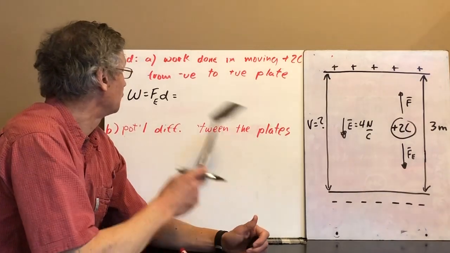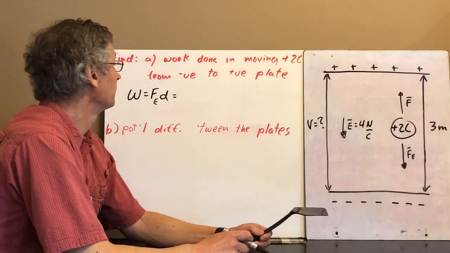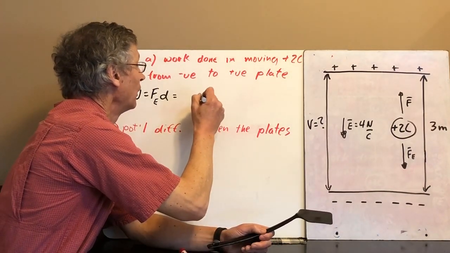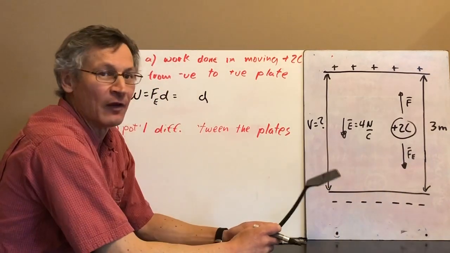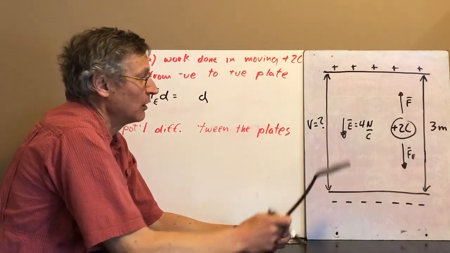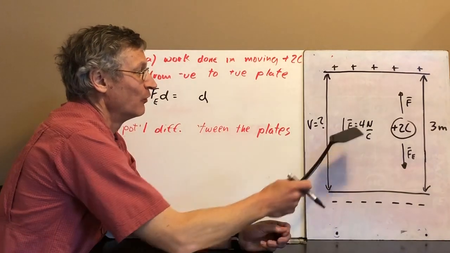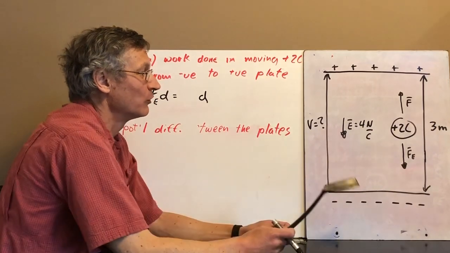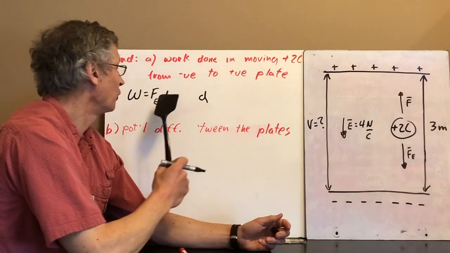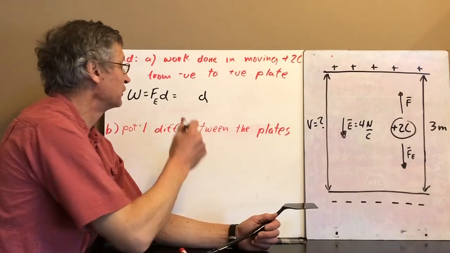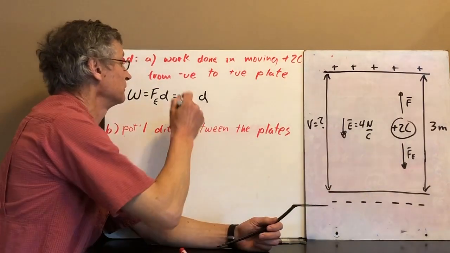Okay, so the distance, well, we know what that is. It's 3 meters. We're not going to worry about the distance too much. What's the electrical force on that thing? Well, take a look. The electric field is 4 newtons per coulomb. You got 2 coulombs. 4 newtons per coulomb times 2 coulombs, that's going to be what? 8 newtons of electrical force. So the electrical force on this thing is going to be the field times the charge.